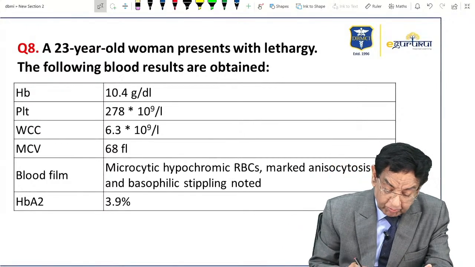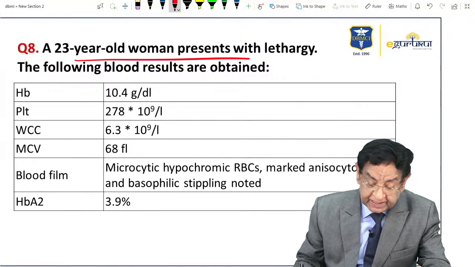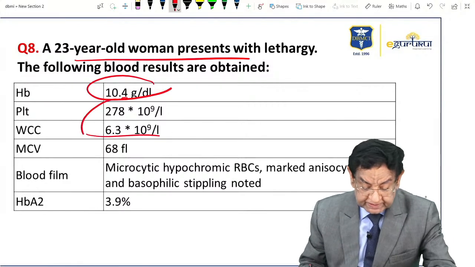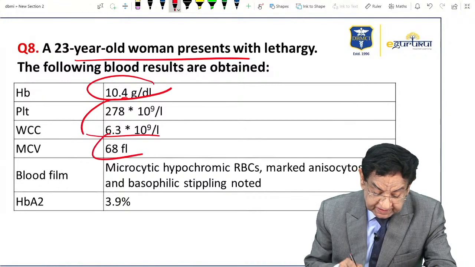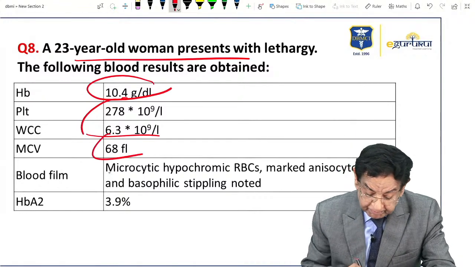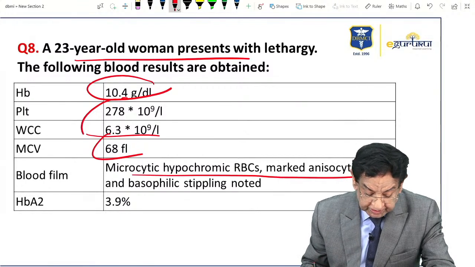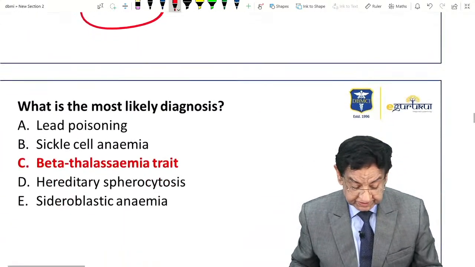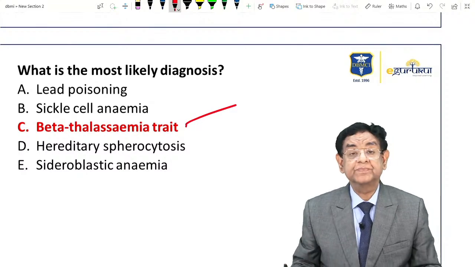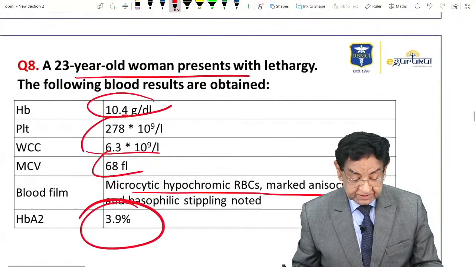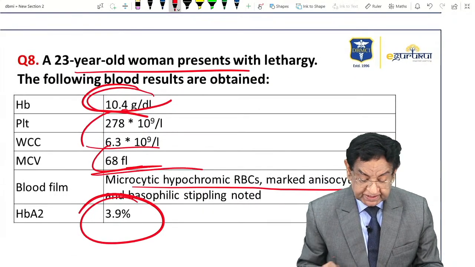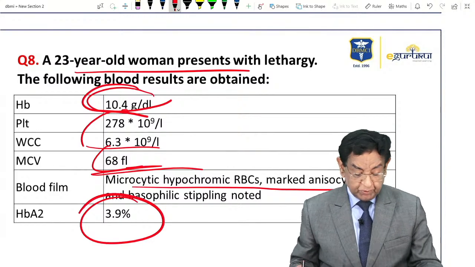Almost the same type of question: a 23-year-old lady. Hb 10.4, platelet 2.78, and MCV 68, highly reduced. Microcytic hypochromic, marked anisocytosis, HbA2 is increased slightly. What is this trait? Do I need to tell you? Simple, Hb is 10.4, but MCV is out of proportion, supported by HbA2.